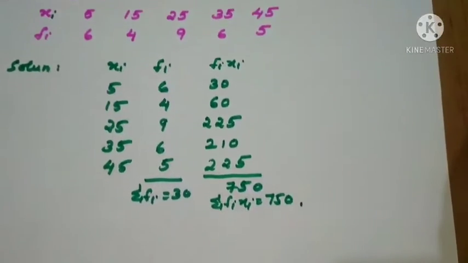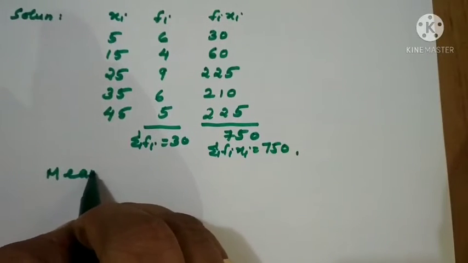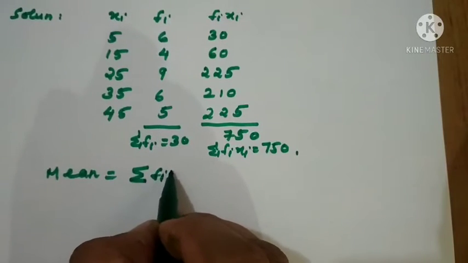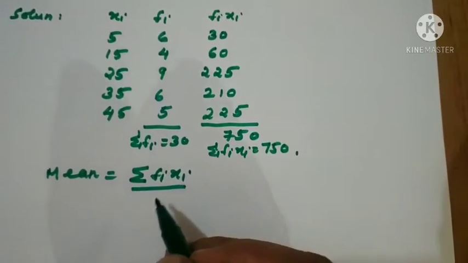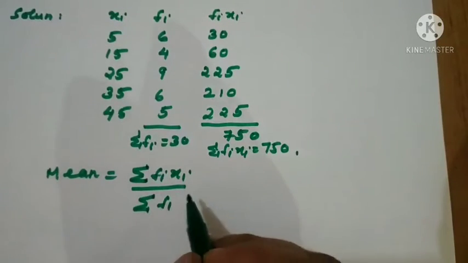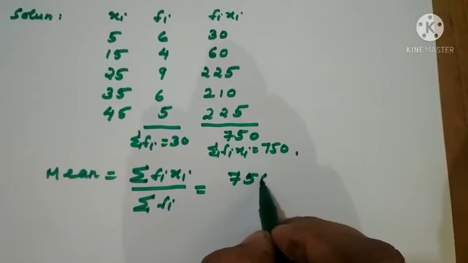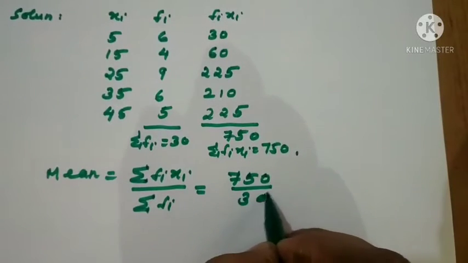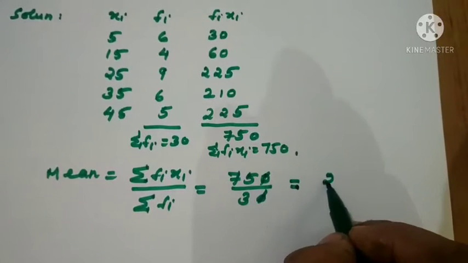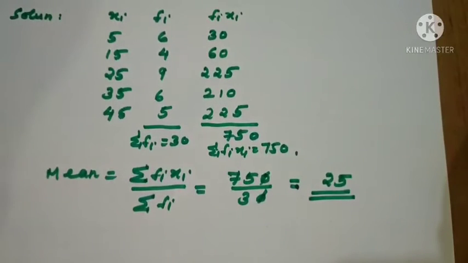Now what is the next formula? Mean equal to sigma Fi Xi divided by sigma Fi. So 750 divided by 30, equal to 25.